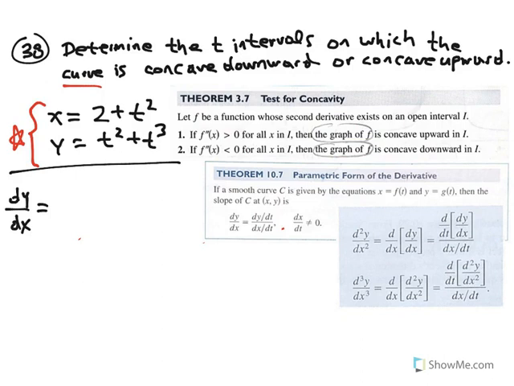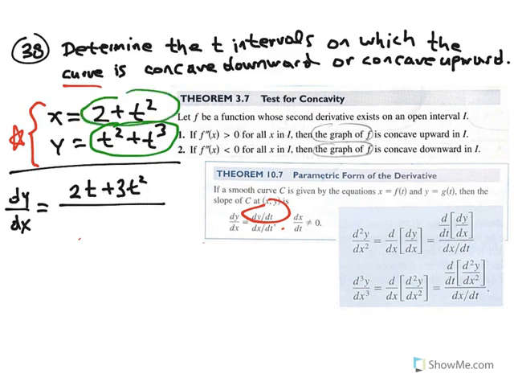So dy/dx is equal to dy/dt, and if you look at our parametric equation for y, we have t squared plus t cubed. So dy/dt would be 2t plus 3t squared. And then we divide that by dx/dt. The parametric equation for x is 2 plus t squared. So dx/dt would be the derivative of the constant 2, which is 0, plus the derivative of t squared, which is 2t.